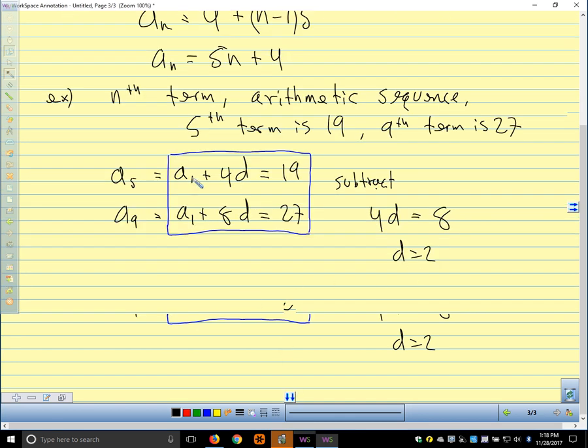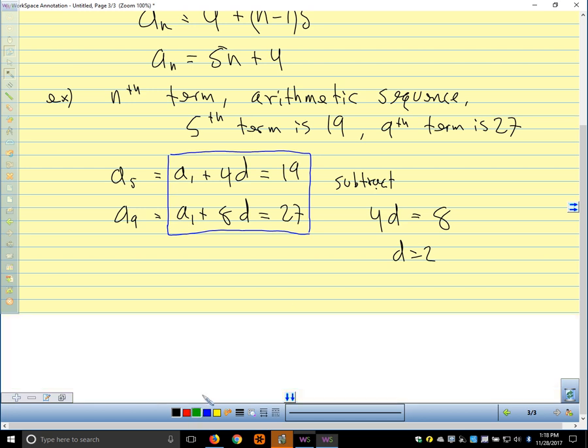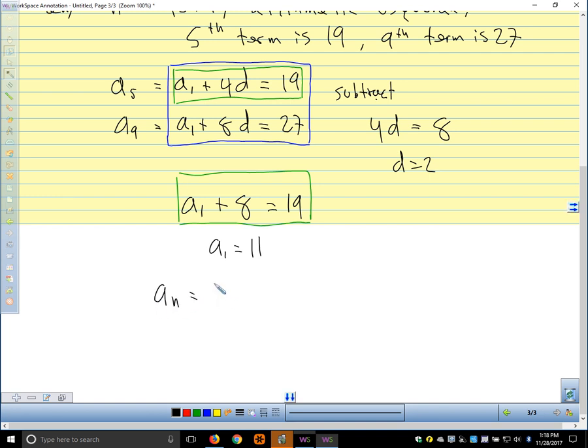And now I'm going to plug that in here. So I'm going to circle that one in green. I can plug into either one of these, but I can say a1 plus 4 times 2 is 8 equals 19. So that's plugging into that first equation. So that tells me that a1 equals 11. So a sub n is 11 plus n minus 1 times 2. And we'll distribute and simplify, so that would be 2n plus 9. And that would be our formula for our nth term.